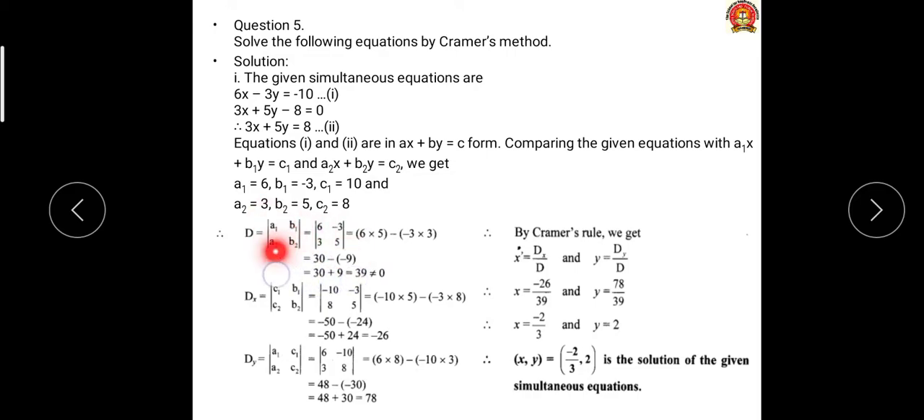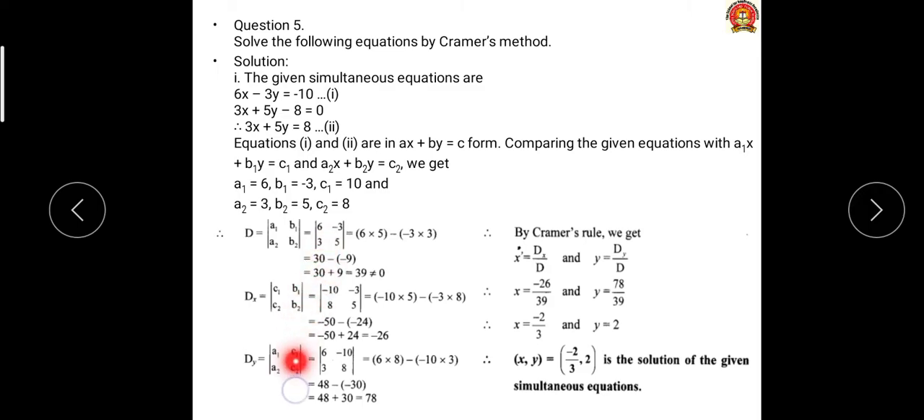So do the cross multiplication, the same way you solve a determinant. Then find out Dx. When you are finding Dx, instead of the coefficient of x you have to take the constant terms, and when you are finding Dy, instead of the coefficient of y you have to take the constant terms. Okay, I explain these things so you can remember them. How it is formed, that also we will learn.